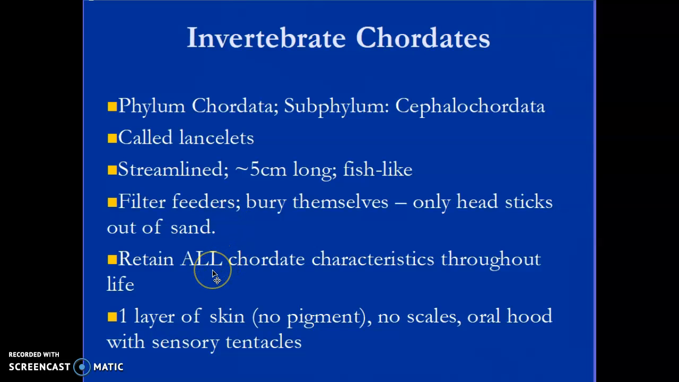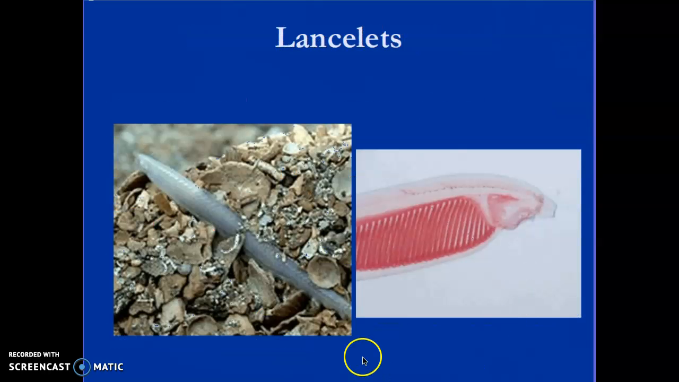Now, these are different from the tunicates because they keep their chordate characteristics throughout their entire life. So they'll have their notochord, their dorsal hollow nerve cord, gill slits, etc. from birth until death. And they only have 1 layer of skin, which has no pigment at all to it, no scales, and then they have some tentacles. So although they may have the basic body plan of a fish, they are definitely not fish. So let me show you those.